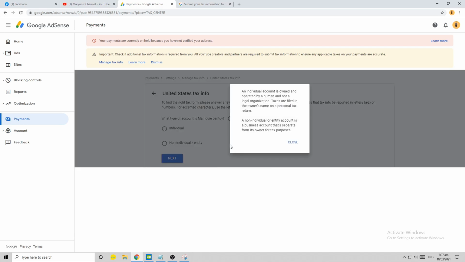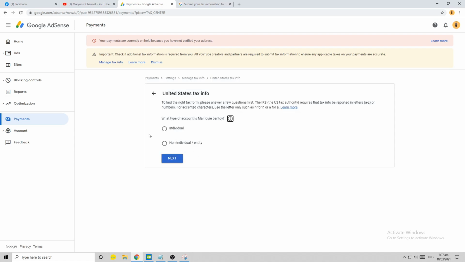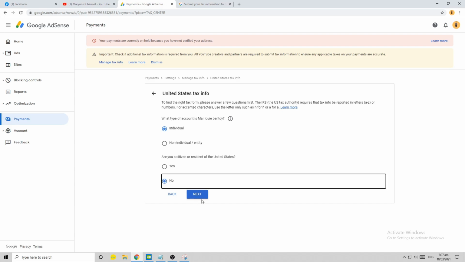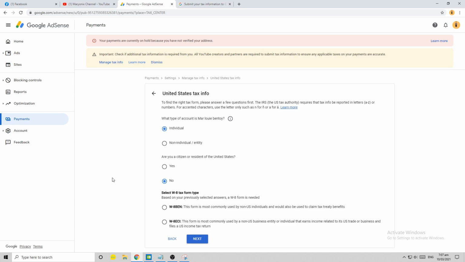An individual account is owned and operated by a human and not by a legal organization. Taxes are filed in the owner's name in a personal tax return. The entity's business is separate from its owner for tax purposes. Basically, that's pretty much self-explanatory. So I'm an individual, so I'm going to hit individual, click next. Are you a citizen or a resident of the United States? Basically, I'm not. So just hit no, then click next.